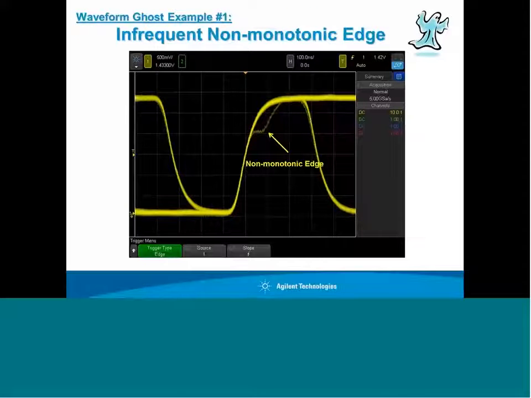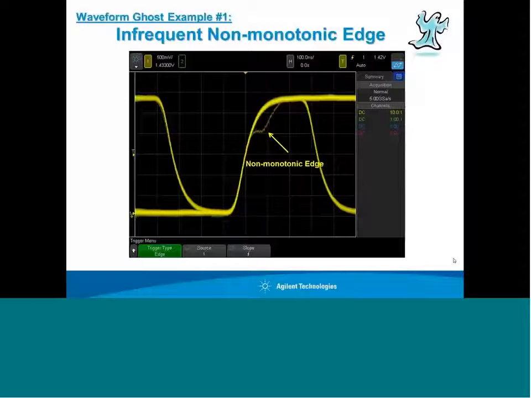So here's the first example of what some people might call a waveform ghost. I've shown signals like this to engineers, and the first thing they say is, there's a waveform ghost. So what is a waveform ghost? It's a flickering waveform. It's an event that is random and infrequent, and sometimes you see it on the scope's display, sometimes you don't. And basically it's just a signal that it's a problem signal.